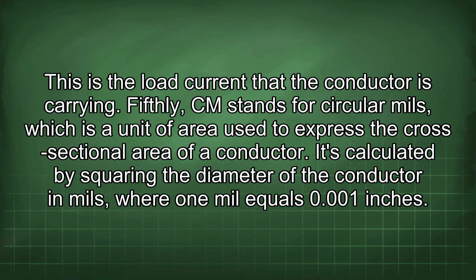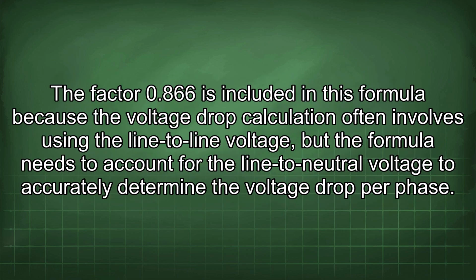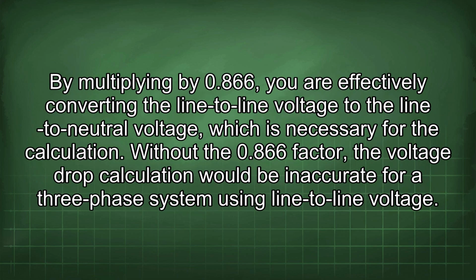Fifthly, Cm stands for circular mils, which is a unit of area used to express the cross-sectional area of a conductor. It is calculated by squaring the diameter of the conductor in mils, where 1 mil equals 0.001 inches. The factor 0.866 is included in this formula because the voltage drop calculation often involves using the line-to-line voltage, but the formula needs to account for the line-to-neutral voltage to accurately determine the voltage drop per phase. By multiplying by 0.866, you are effectively converting the line-to-line voltage to the line-to-neutral voltage, which is necessary for the calculation.